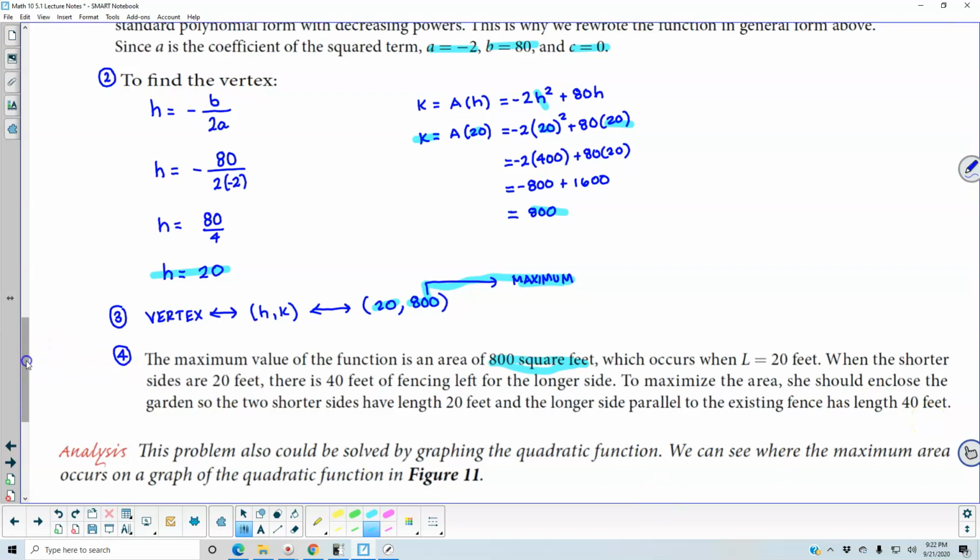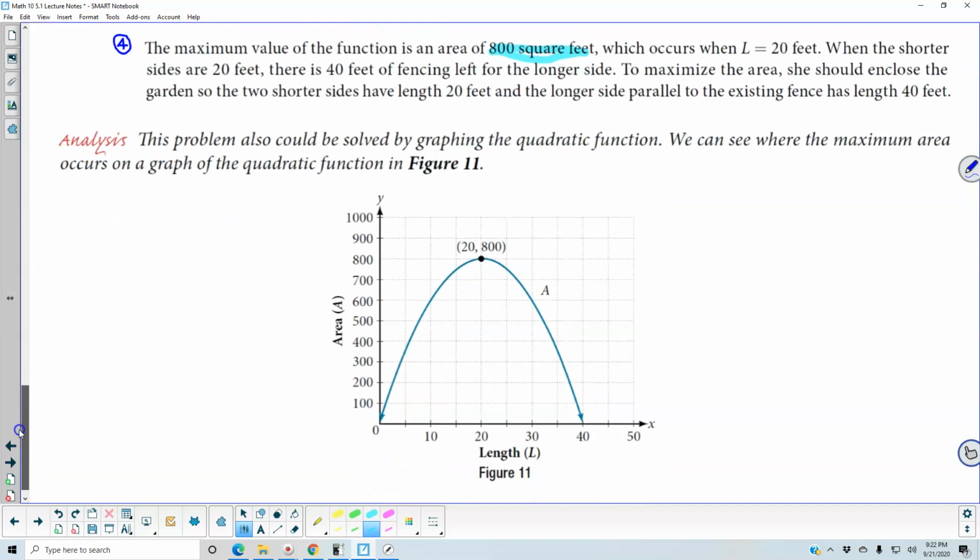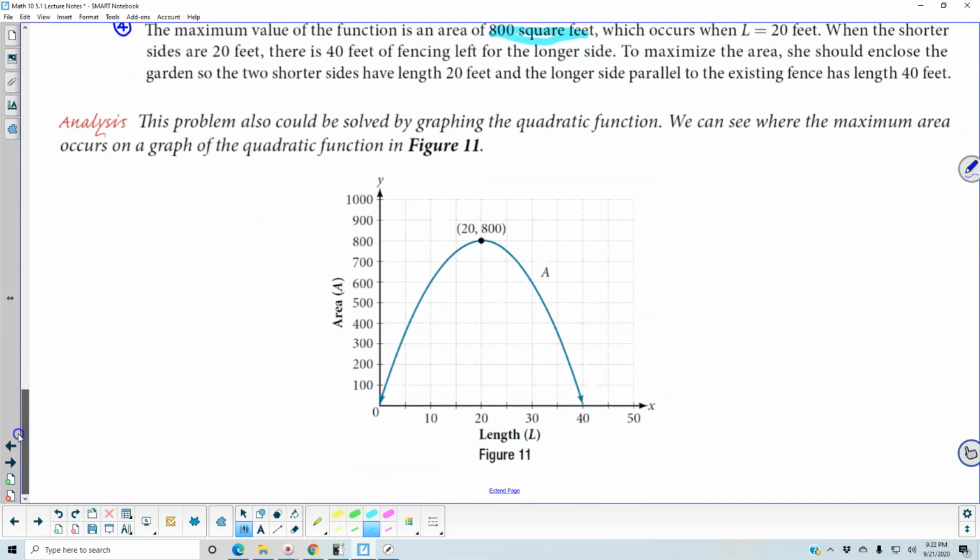Now this problem could also be solved by graphing the quadratic function. We can see the area where the maximum occurs on the graph of the quadratic function. So this is the maximum at 800.